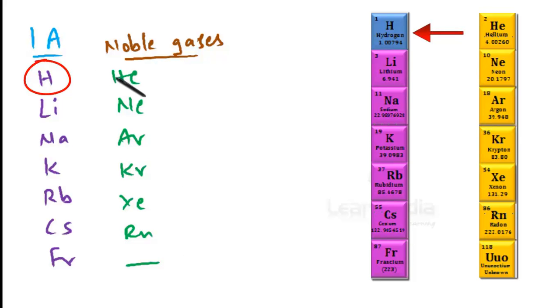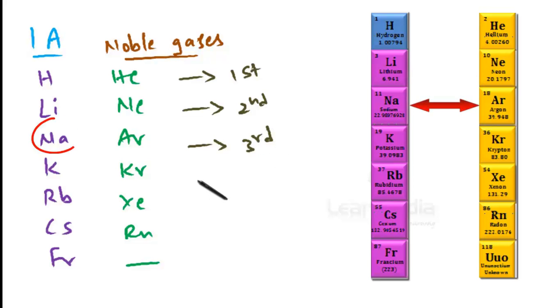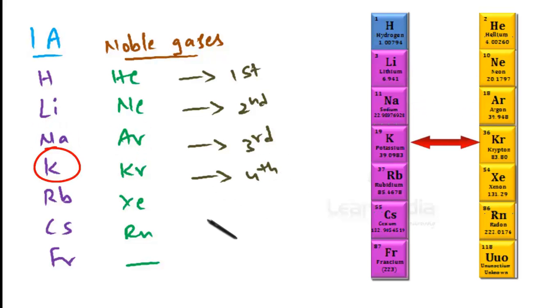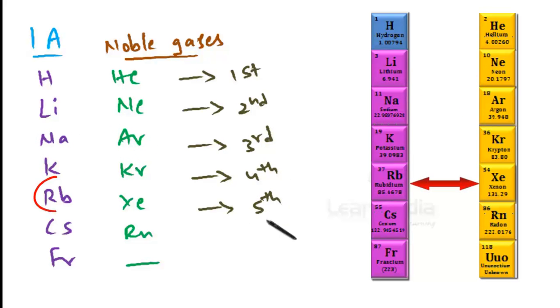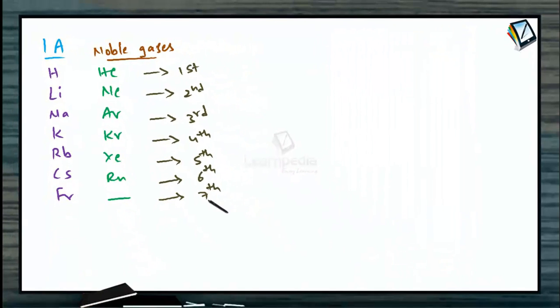Hydrogen is the first element of the first period and helium is the last element of the first period. So hydrogen and helium, in this particular way you can remember easily. And lithium is the first element of the second period and neon is the last element. Similarly, third period sodium to argon, fourth period potassium to krypton, fifth period rubidium to xenon, sixth period cesium to radon, and the seventh period starts from francium. So in this way you can remember the starting and the ending element of each and every period.